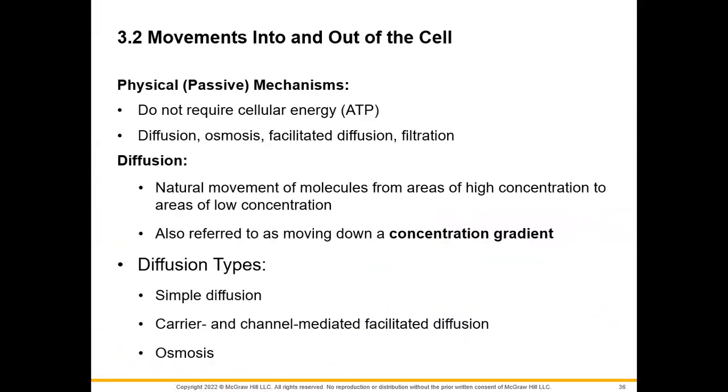Passive mechanisms do not require cellular energy. They include diffusion, osmosis, facilitated diffusion, and filtration. Diffusion is natural movement of molecules from areas of high concentration to areas of low concentration. This is referred to as moving down a concentration gradient. Diffusion types include simple diffusion, carrier and channel-mediated facilitated diffusion, and osmosis.